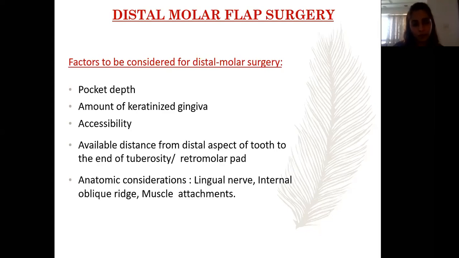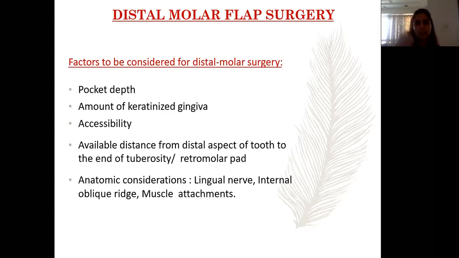Now, apart from the zone of attached gingiva, you have certain anatomic considerations that you need to take care of, like the lingual nerve, which is superficial in this zone only and goes deeper as it moves anteriorly. The internal oblique ridge with the mylohyoid muscle attachment, and in the maxillary tuberosity area, we have the nerve endings of the middle and the posterior palatine nerves, and a little posteriorly, probably the tensor veli palatini muscle that you need to take care of.